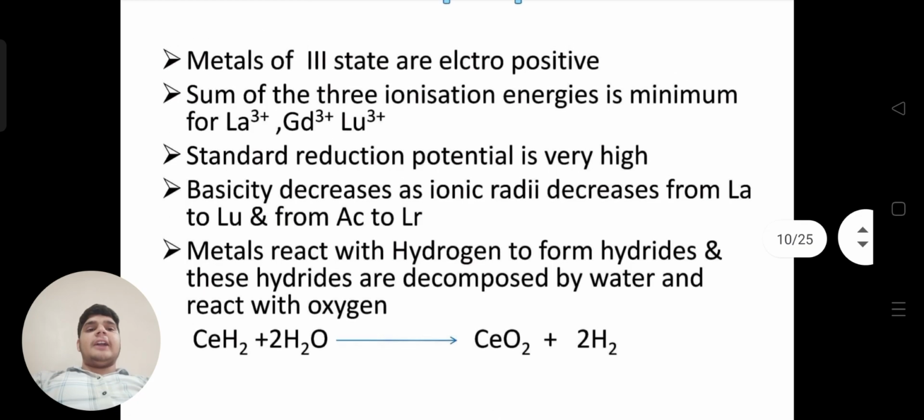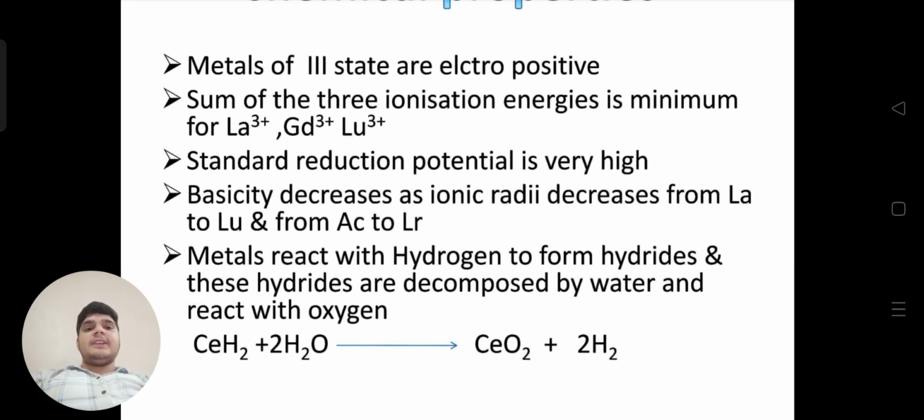Metals react with hydrogen to form hydrides, and these hydrides are decomposed by water and react with oxygen. Let's take an example: cerium hydride reacts with water to form cerium oxide and 2 moles of hydrogen gas.